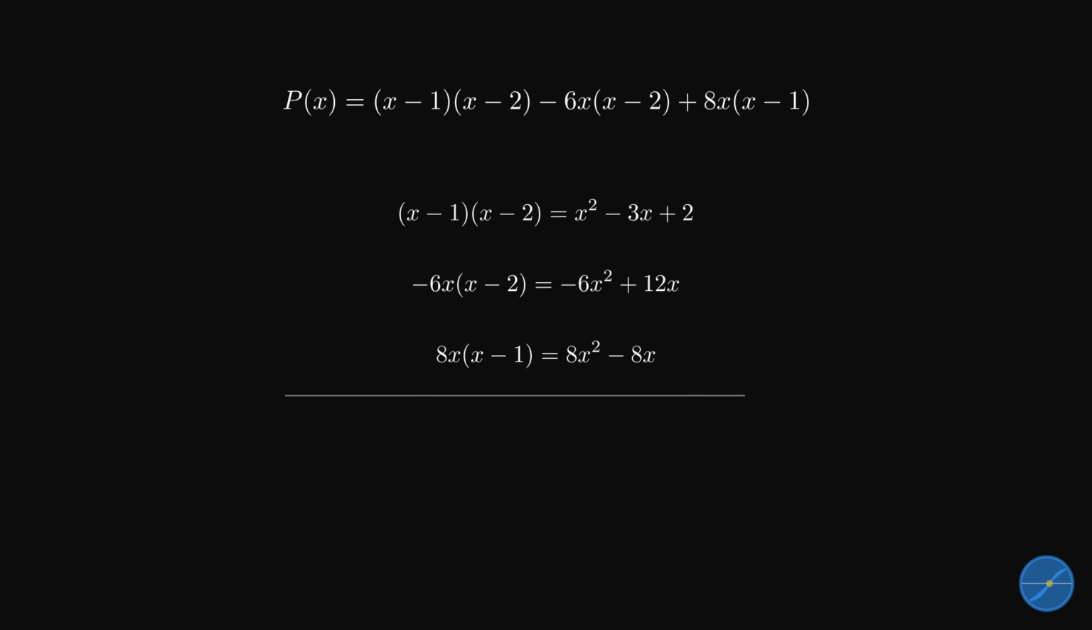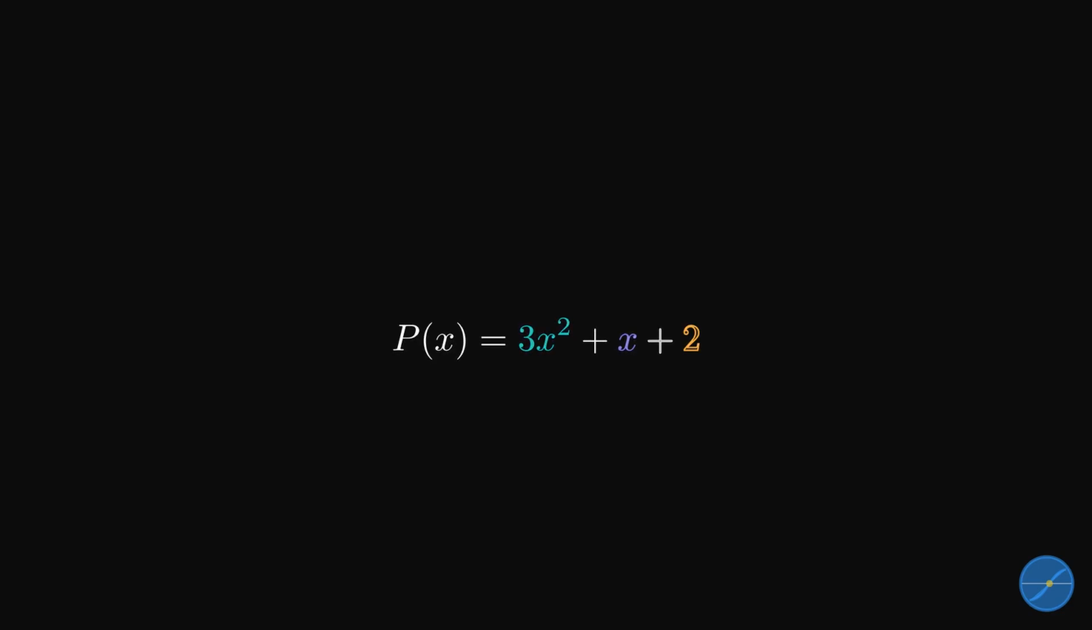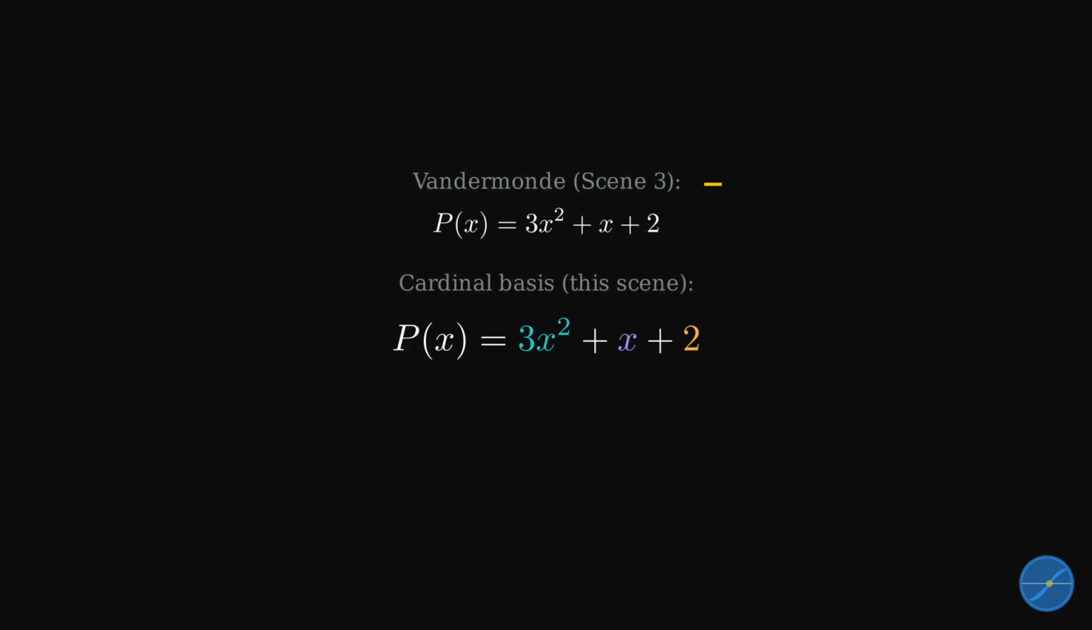Collecting the coefficients. First of all, x squared: 1 minus 6 plus 8 is 3. For x, minus 3 plus 12 minus 8 is 1, and the constant term is 2. So p is 3x squared plus x plus 2. The Vandermonde solve gave the same polynomial. Two routes, one answer, because there is only one.